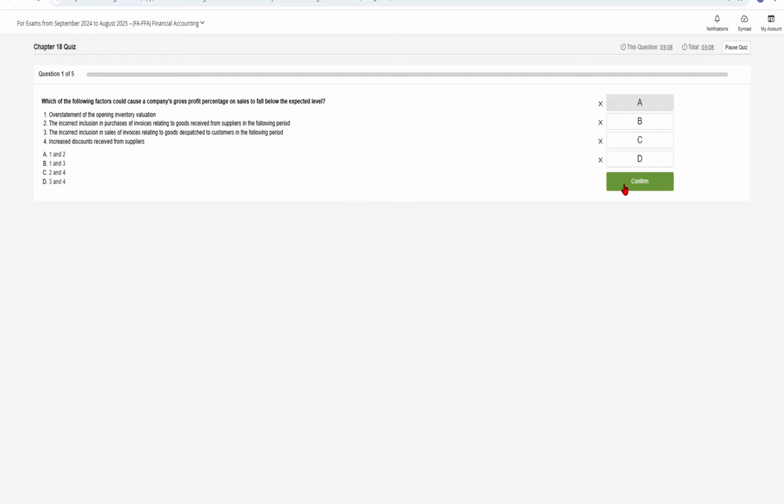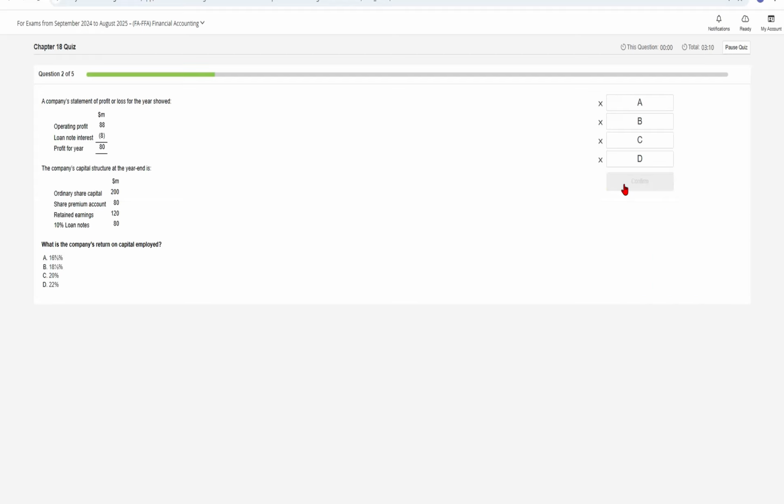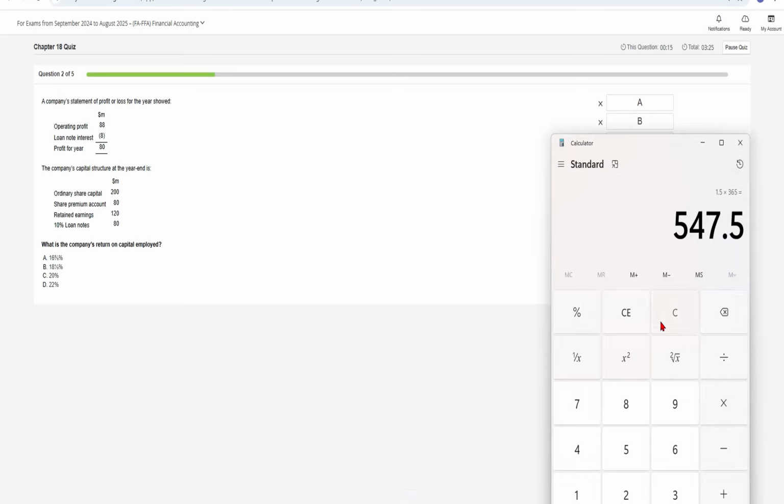Now next, question 2. A company's P&L for the year showed an operating profit, and it also showed the company's capital structure at the year end. Okay, they have provided it. So what is the return on capital employed? So the formula for return on capital employed is your operating profit. Operating profit is your 88, divided by your capital structure, that means your equity and the liabilities both. So adding all these will give you 480.